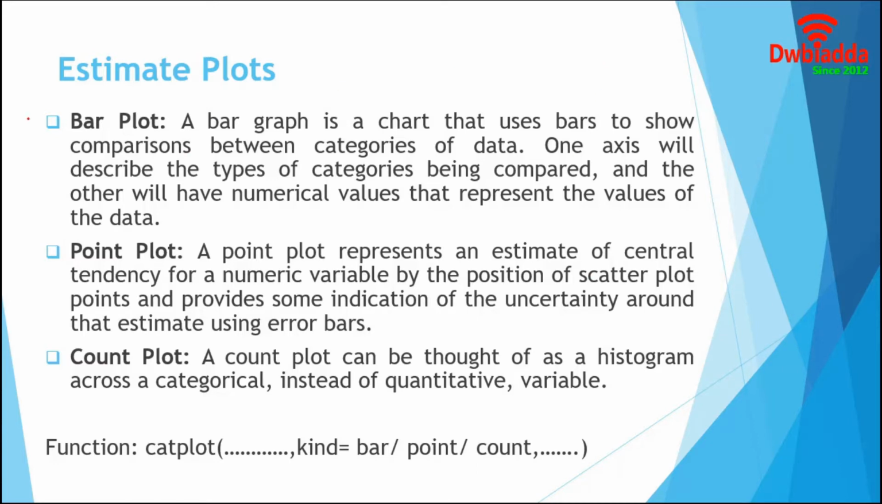The first one is bar plot. It represents an estimate of central tendency for a numeric value with the height of each rectangle. It basically shows comparisons among discrete categories. Seaborn also displays the error bars, which help to indicate the uncertainty around the estimate.